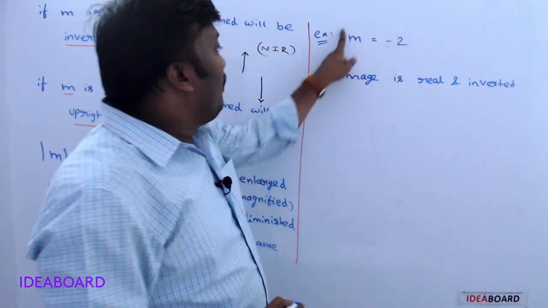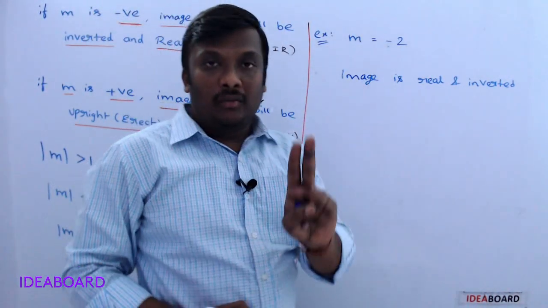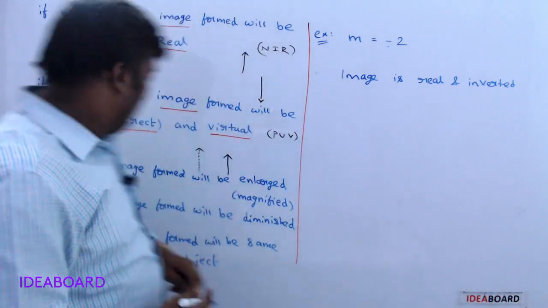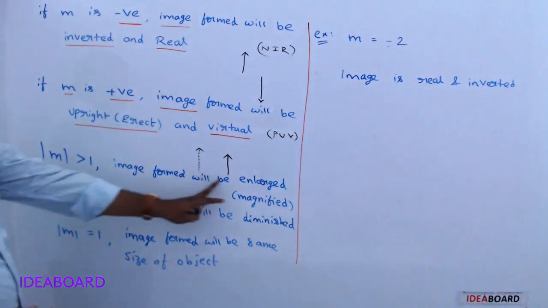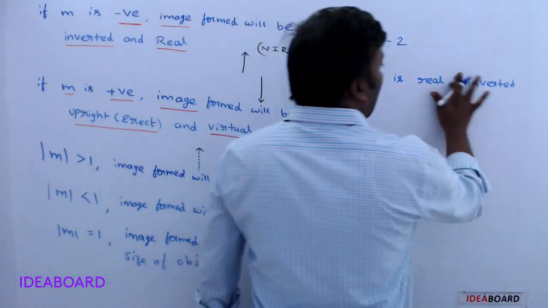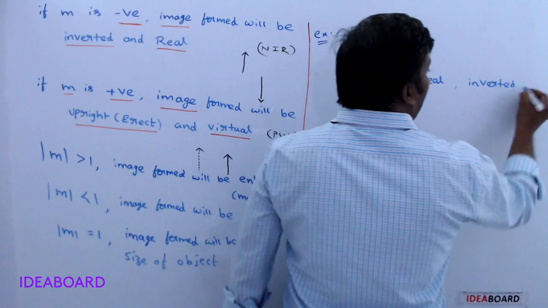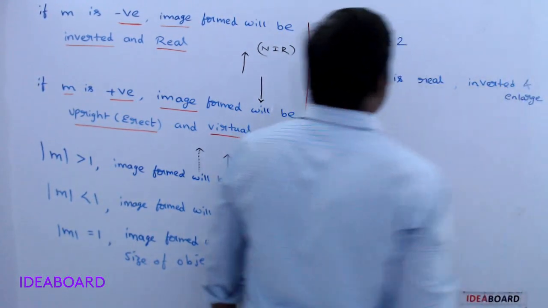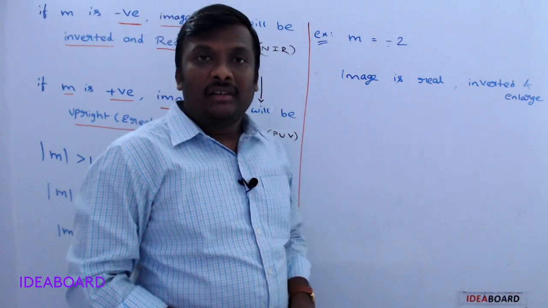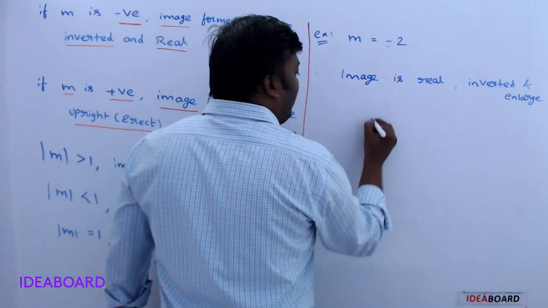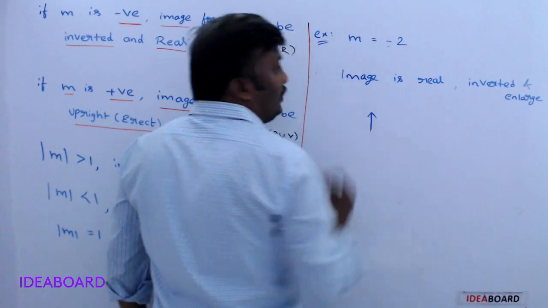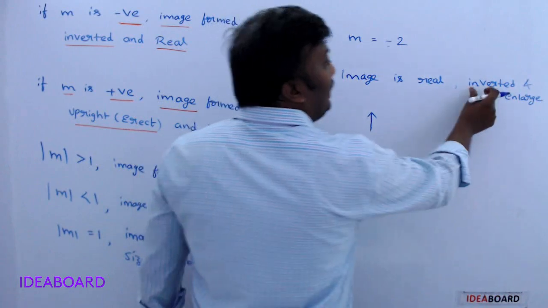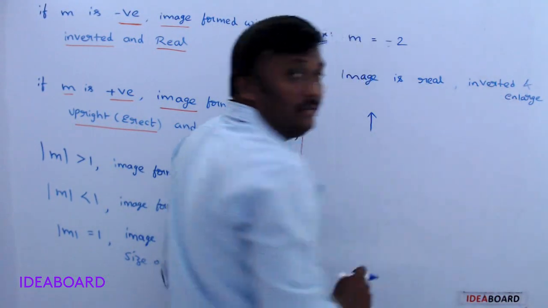Understand? Next, mod M is nothing but 2. Magnitude is 2. Is 2 greater than 1 or not? If 2 is greater than 1, the image formed will be enlarged. So a real, inverted and enlarged image will be formed. So if you take a real object, what you get is a real image, inverted and enlarged.